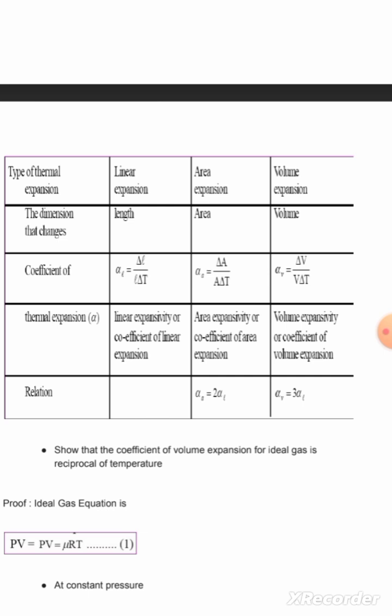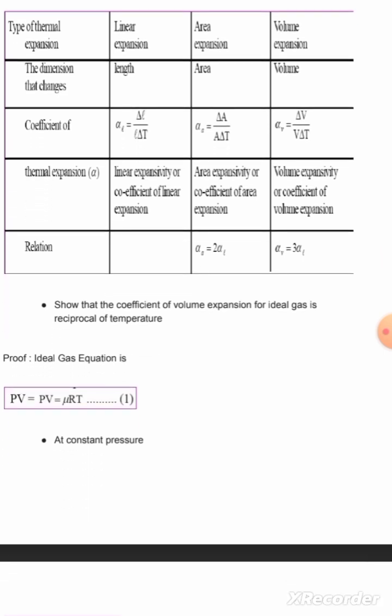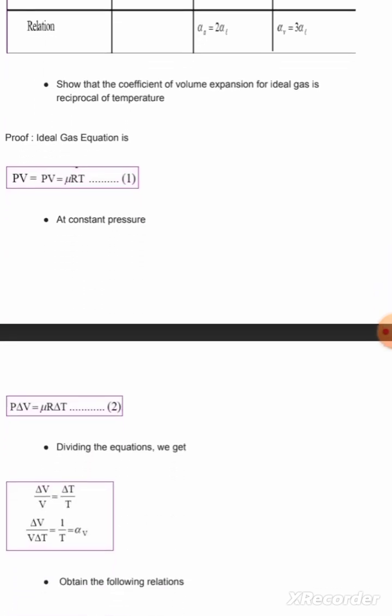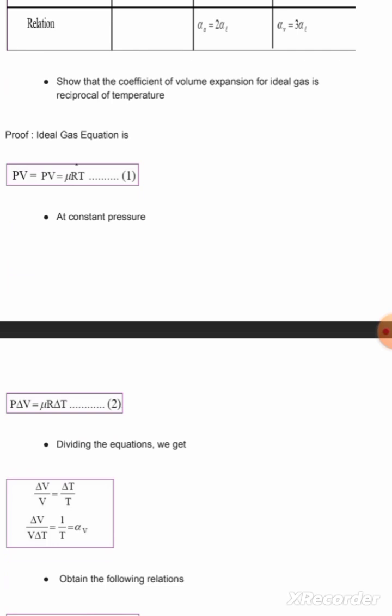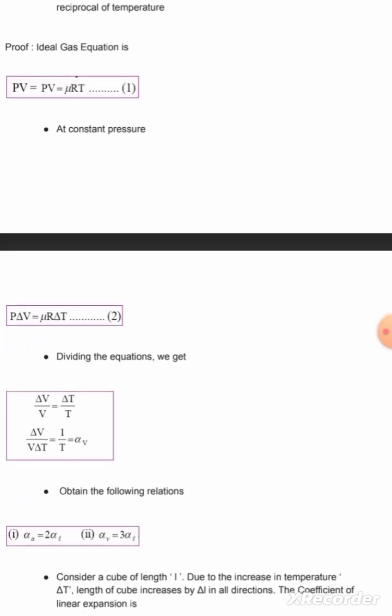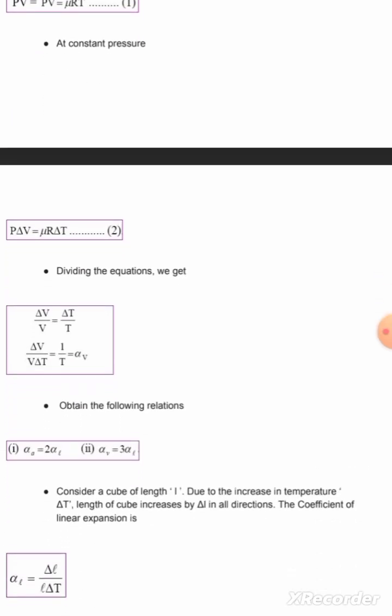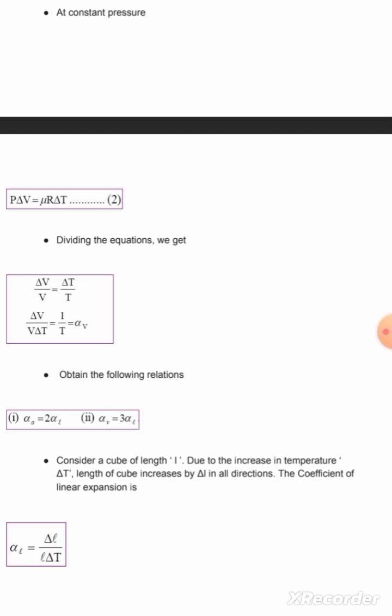That is change in the volume per unit of volume with the change in the temperature. That is 3 times of linear expansion. This shows that the coefficient of volume expansion for ideal gas is reciprocal of temperature. More the temperature difference, greater is the expansion. For ideal gas equation we have PV is equal to mu RT. P delta V is mu R delta T. Dividing the equation we get delta V by V delta T by T. Delta V by V delta T is 1 by T. That's alpha.